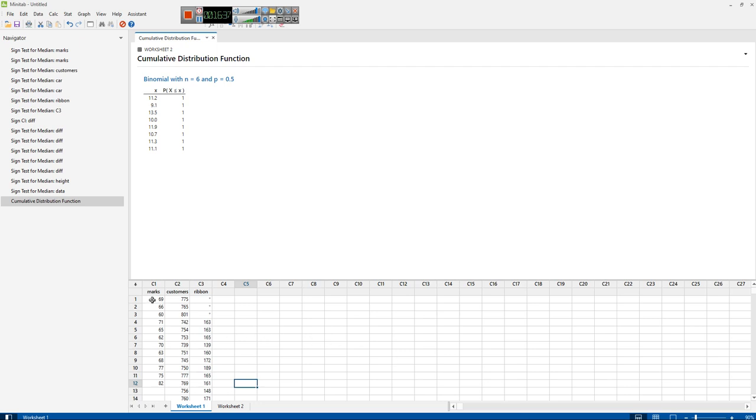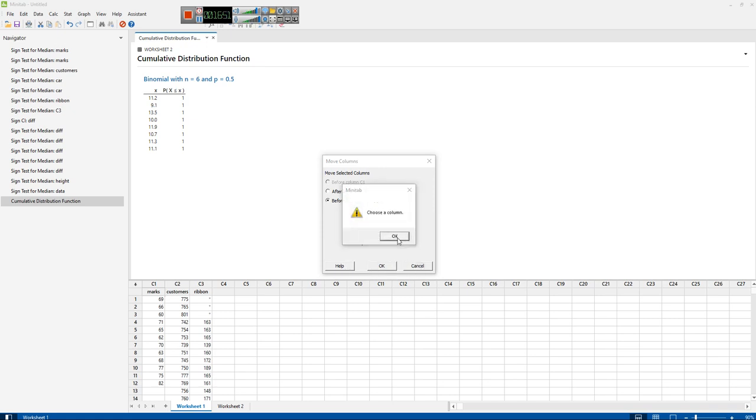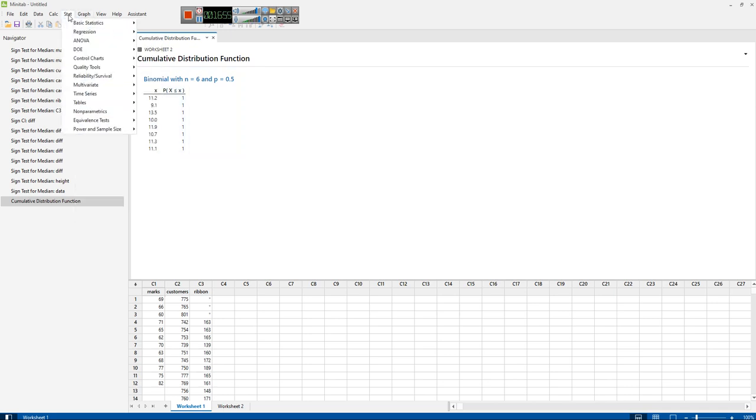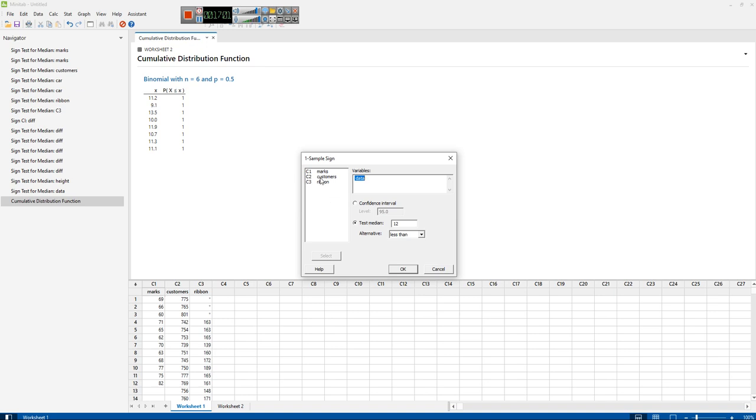Okay. So I have already entered the values for this one. You can see here marks. Under the marks column I have entered everything. Now this is the procedure you have to follow. Go to Stat, Non-parametric, One-Sample Sign Test, and the variable that I have to consider is marks.